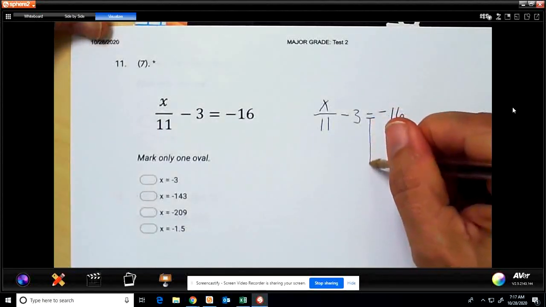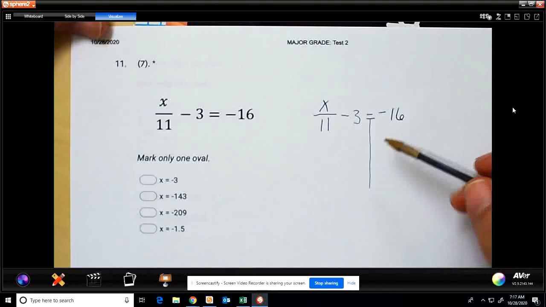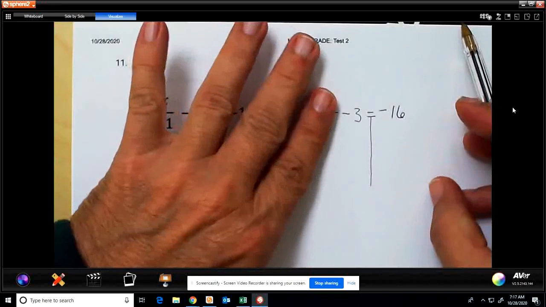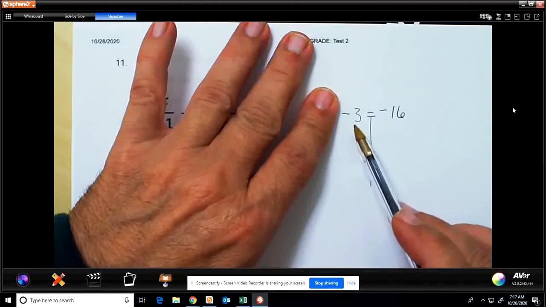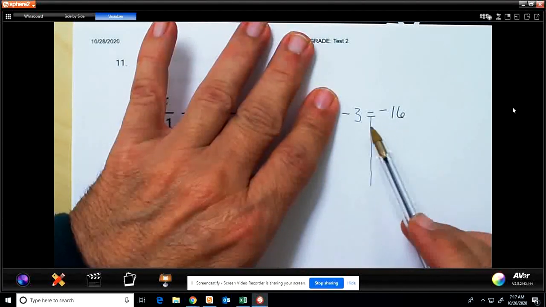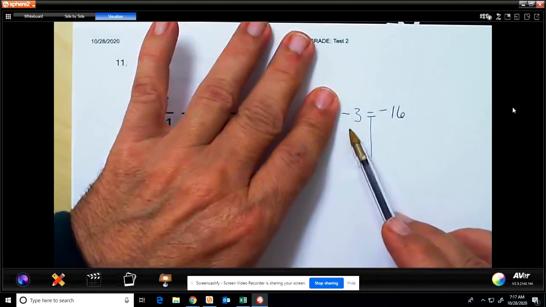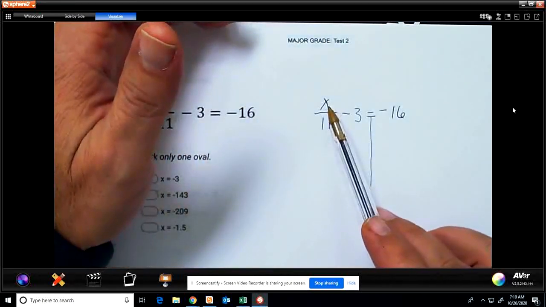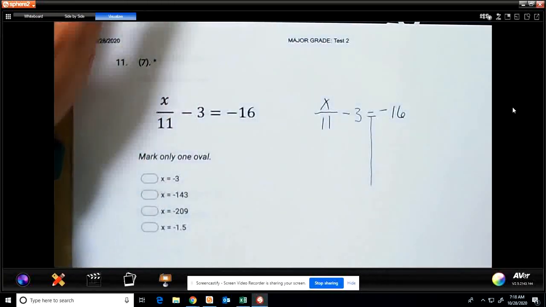And then I would draw my lines. And this one has a couple of steps. You've got to get x by itself. Remember, you need to cover the x up and try to get this over here first. So you're going to do the opposite of this. If this is negative 3, you're going to put something here and here. And then you've got x divided by 11, and then you're going to do the opposite of that one. So it's more of a two-step thing.